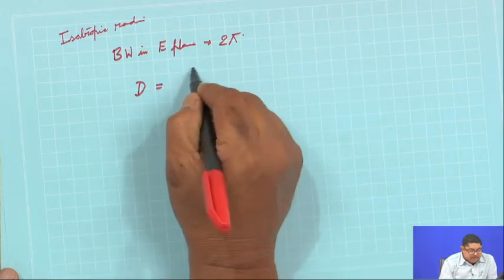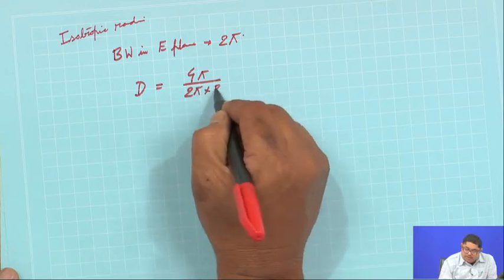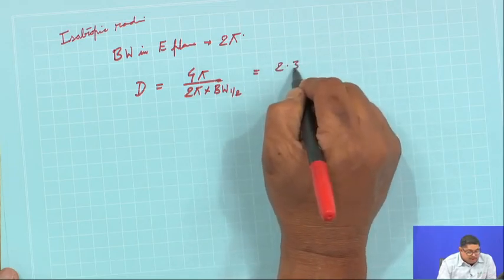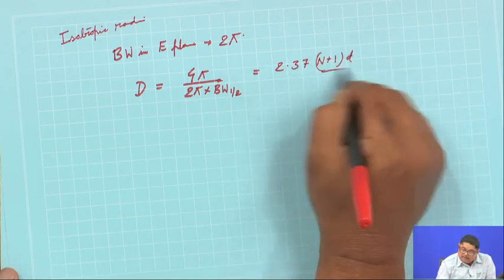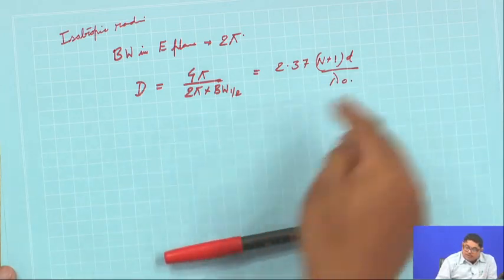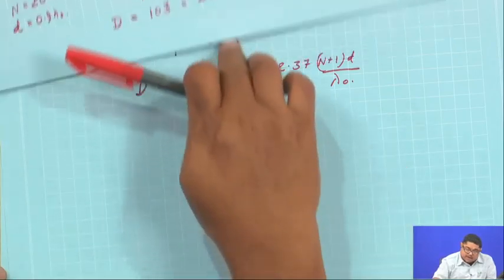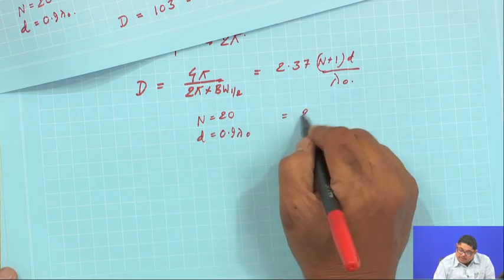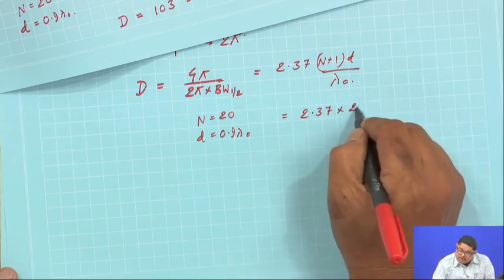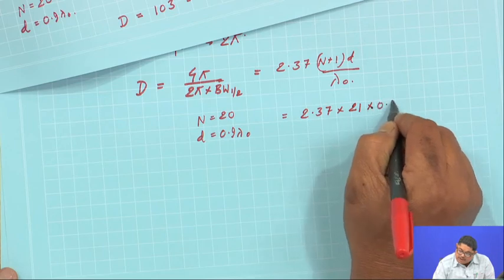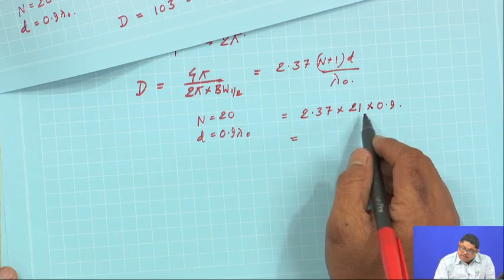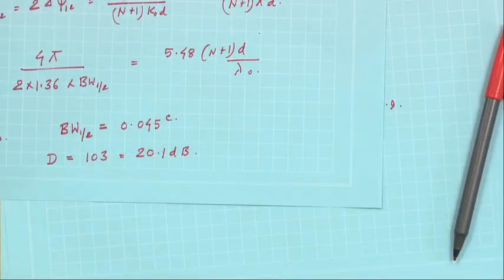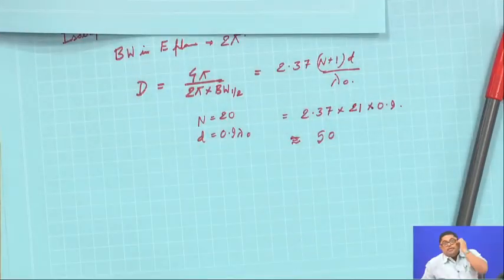So, we can say D will be 4 pi by 2 pi into whatever is the array's beam width. So, this will become 2.37 (n plus 1) d by lambda naught. You can put those values again, n equal to 20 and d equal to 0.9 lambda naught. So, this becomes 2.37 into 21 into 0.9, which is something like 50. So, you see that compared to 100 I have 50, half.